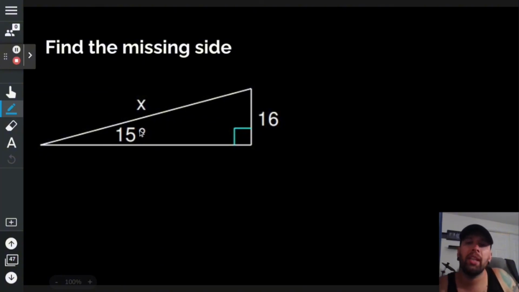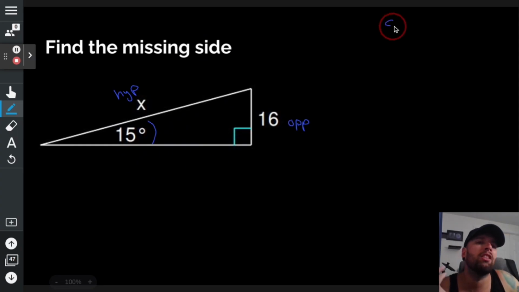So the angle that I care about is the only one that's given to me other than 90, 15 degrees. So let's compare x and 16 for 15 degrees. X is the hypotenuse no matter what. 16, in reference to 15 degrees, is the opposite side. So once again, I need the SOHCAHTOA that involves the opposite and the hypotenuse, and it's SOH again.